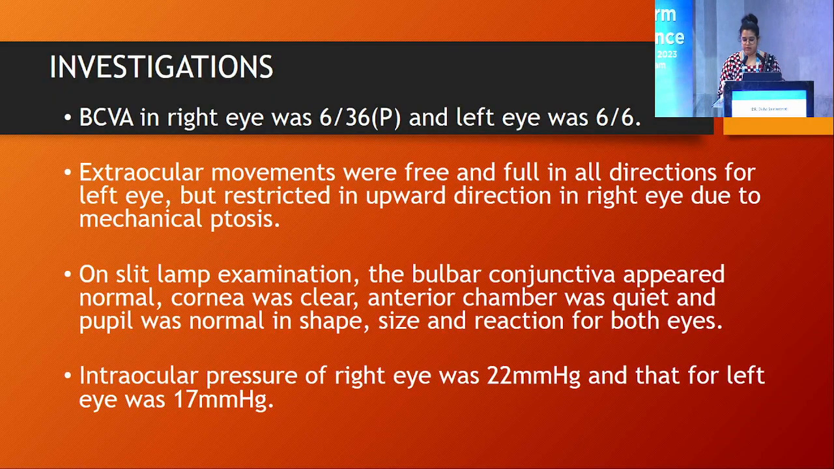So, for investigations that we did, the best corrected visual acuity in the right eye was 6/36 partial, and the left eye was 6/6. The extraocular movements were free and full in the left eye, but were restricted in the upward direction in the right eye because of the mechanical ptosis. On slit lamp examination, the bulbar conjunctiva, cornea, anterior chamber, and pupil of both the eyes appeared to be normal. The intraocular pressure of the right eye was 22 millimeters of mercury, and for the left eye was 17 millimeters of mercury, measured by NCT at 12 p.m.